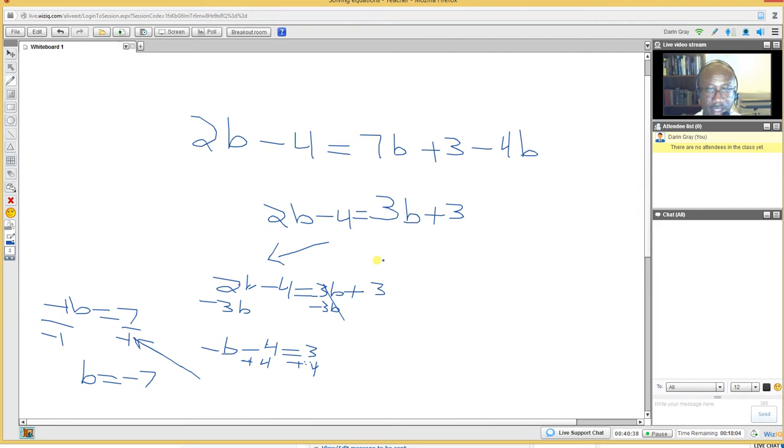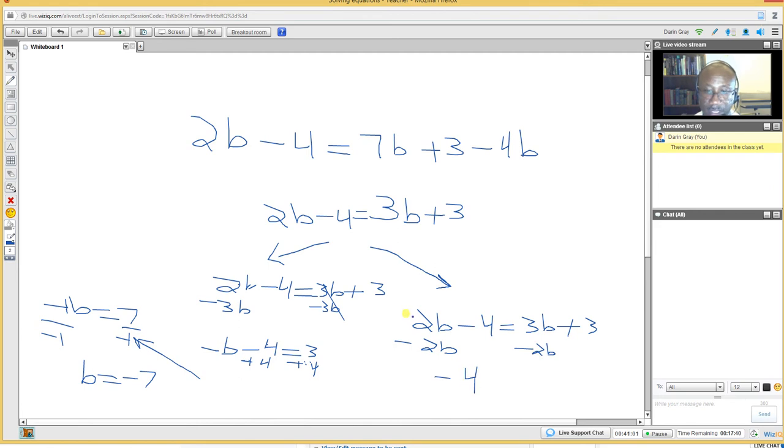All right, on this, we will do it differently. We're going to move the b to the right side. So we have 2b minus 4 equals 3b plus 3. This time we're going to subtract 2b, subtract 2b. We're going to end up with negative 4.